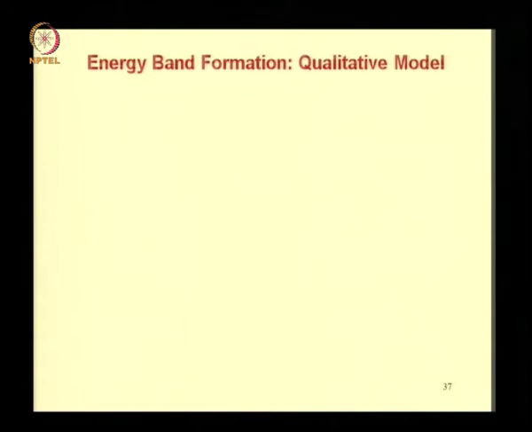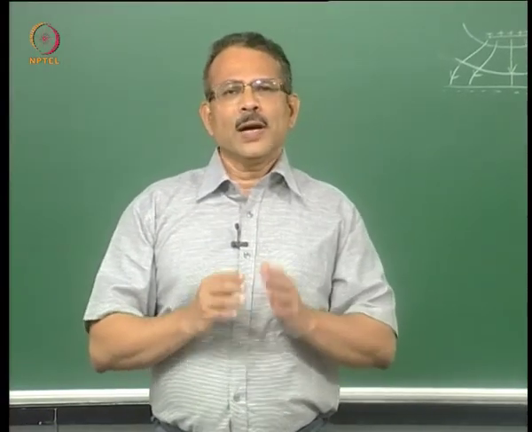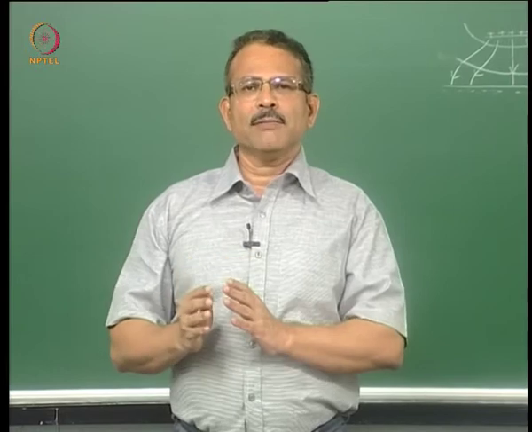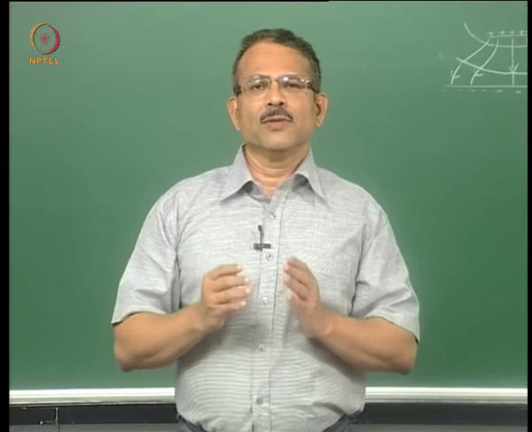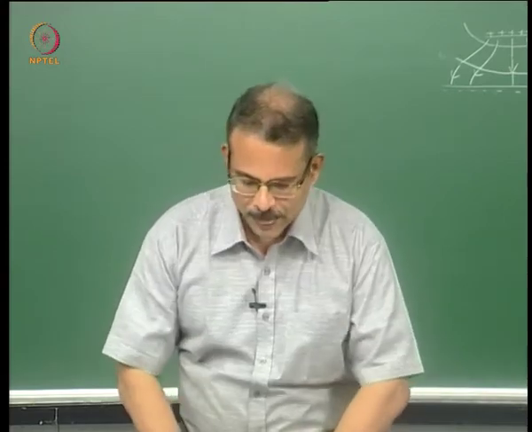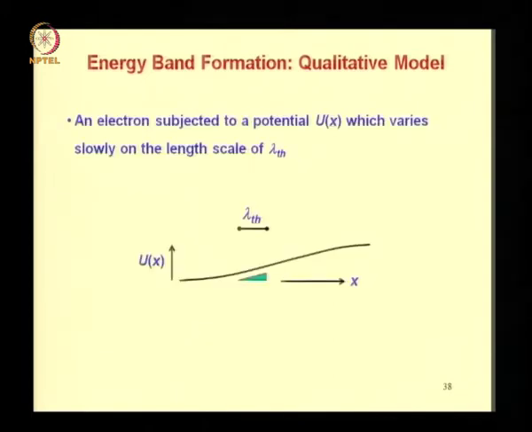Let us start with the qualitative model. We have discussed this point that any model should first be developed qualitatively, and the quantitative model should only follow after qualitative understanding, which involves logical reasoning without the use of any intricate equations. Now we know that an electron subjected to a potential U(x), which varies slowly on the length scale of thermal average wavelength of an electron in a crystal.